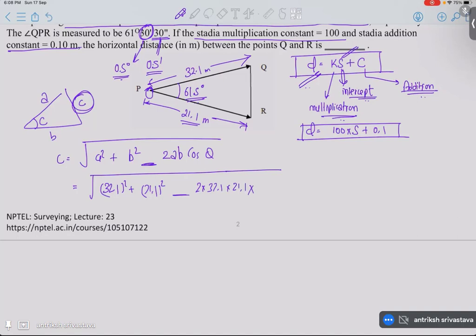Does anyone want to volunteer? What is the cos of 61.5 degree? Muir wants to say something. I'm not able to hear you, Muir. Oh, wait a minute. Can you say now? Okay. Good. Yeah. We can even round off from cos 61 to cos 60 and get 0.5. That's a very nice thing. Let's see how.